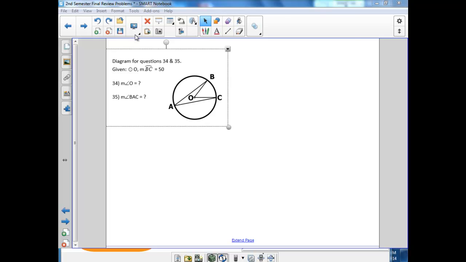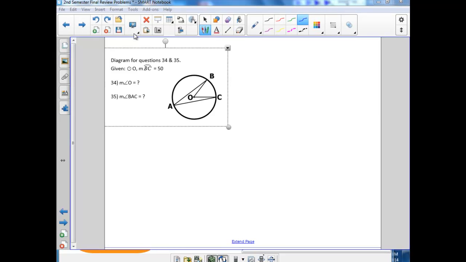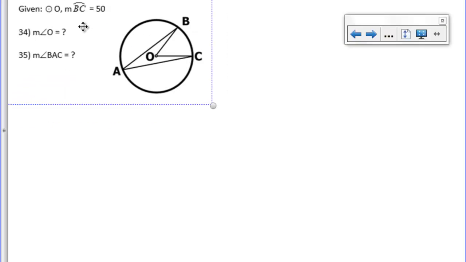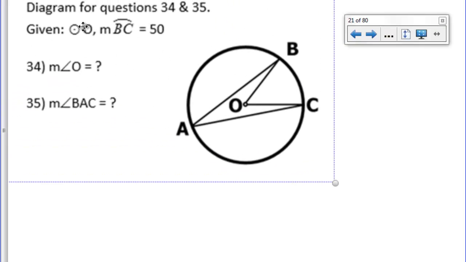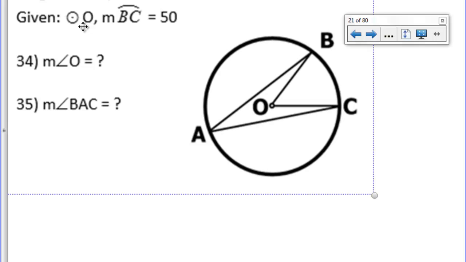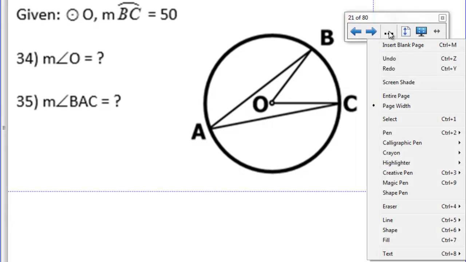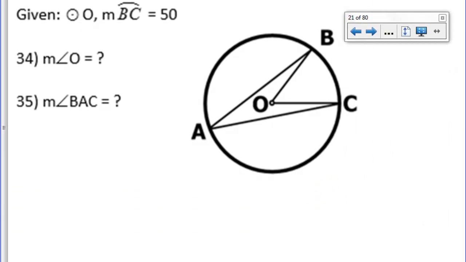Okay, 33 or 34 and 35. So this goes back to chapter 10, I believe. We have inscribed angles, or angles that are inscribed in a circle. So you have to pay attention to where the vertex is. If the vertex is in the center, then the angle measurement, or the central angle, is the same as the arc measure that it intercepts.